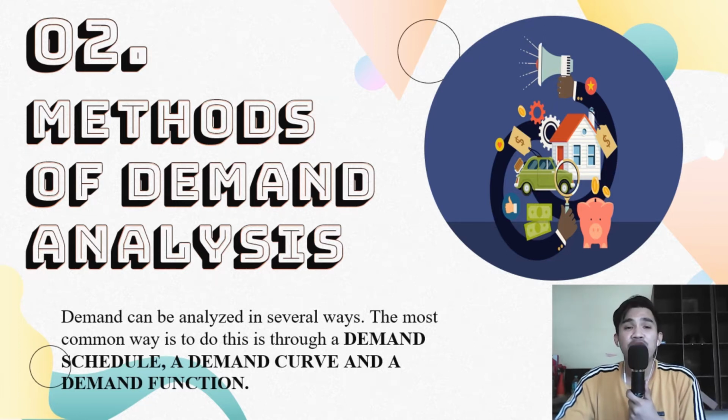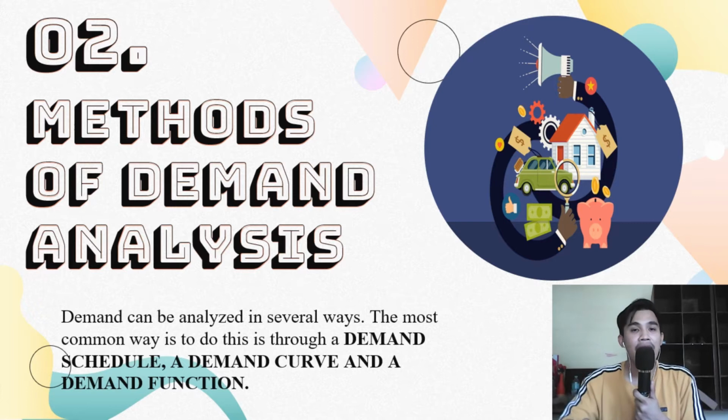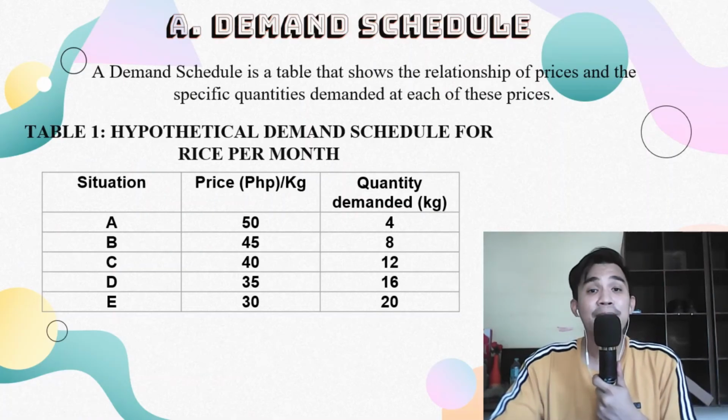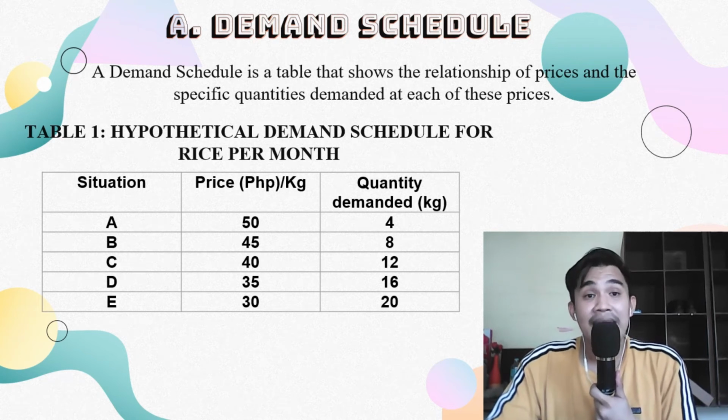But how are we going to analyze the demand in a certain market? So this time, we are going to discuss all about the methods of demand analysis. So the demand can be analyzed in several ways, and the most common way is to do this through a demand schedule, a demand curve, and a demand function. So we are going to discuss these three right now. So let us begin with the demand schedule.